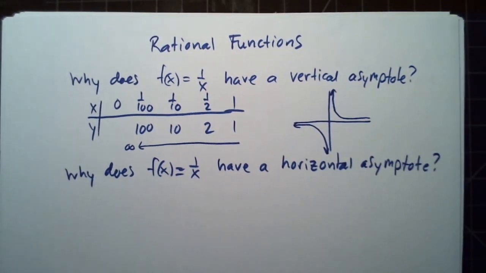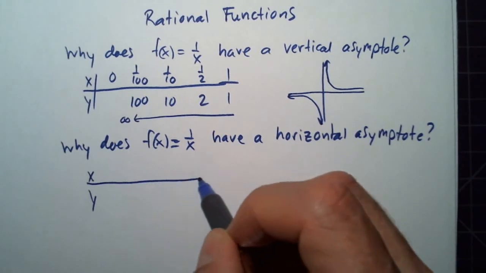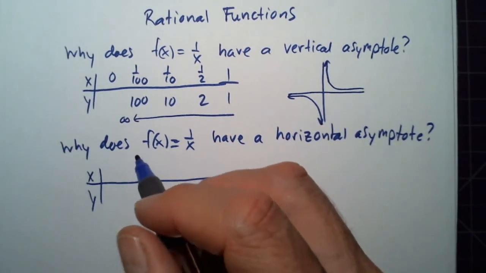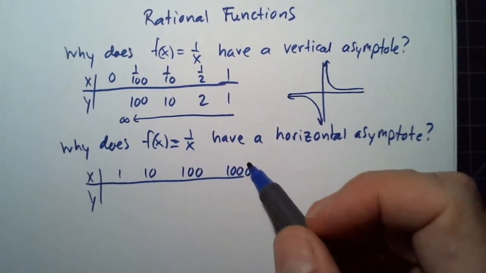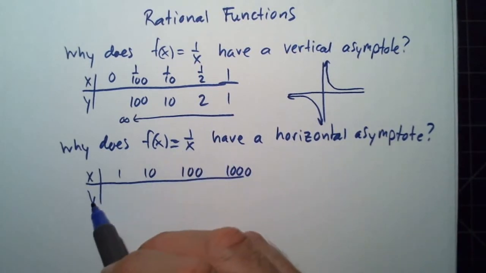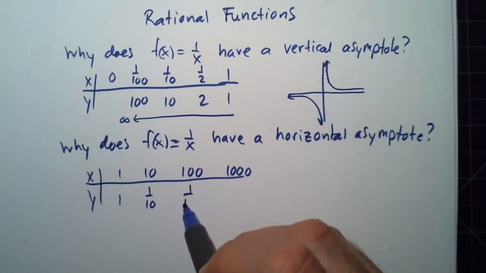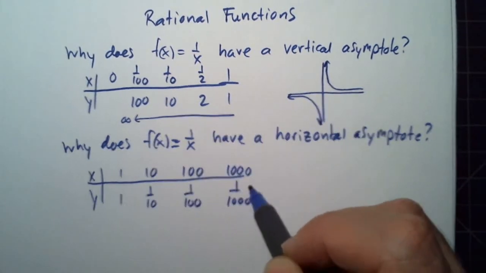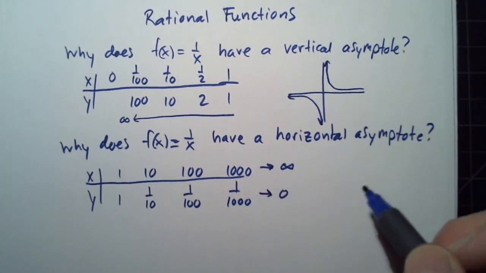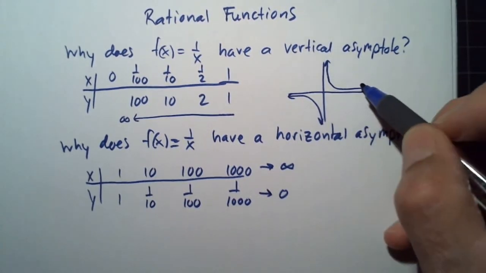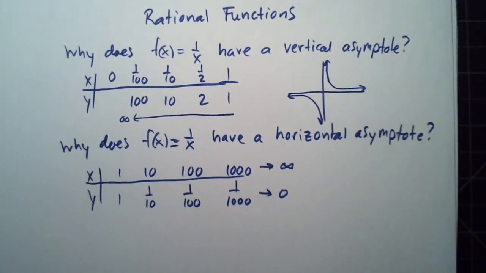So, and then why is there a horizontal asymptote? We can look at the reason for that by choosing other x values. Let's choose these x values going out to the right. The y is 1 over x, so that's 1 over 1. This will be a 1 over 10, 1 over 100, 1 over 1,000. The further we go to the right, the closer we get to 0. So there's the horizontal asymptote. As you go out to the right, the graph approaches 0, and there's the horizontal asymptote.